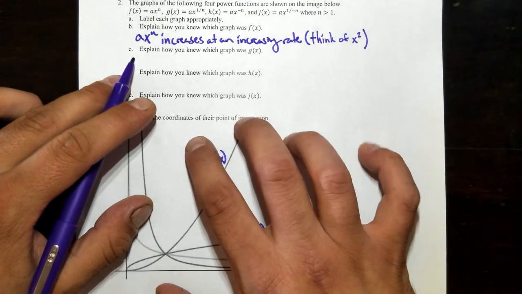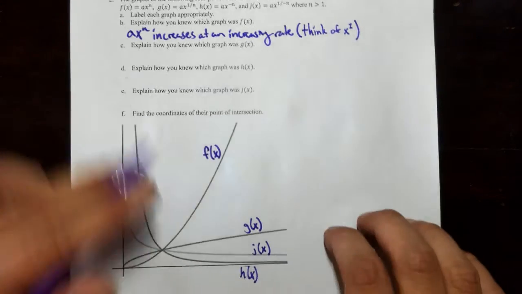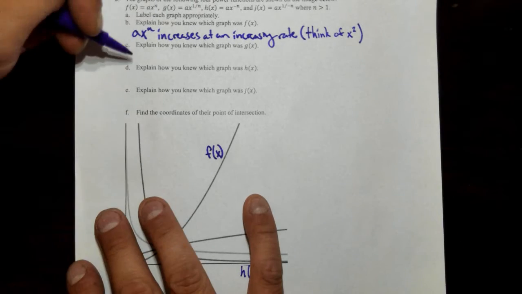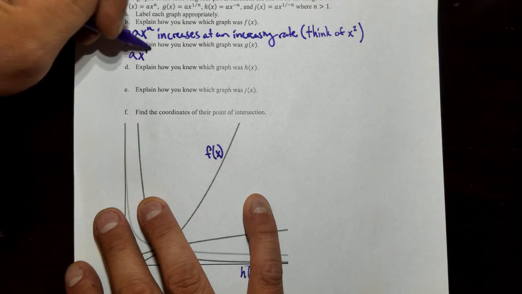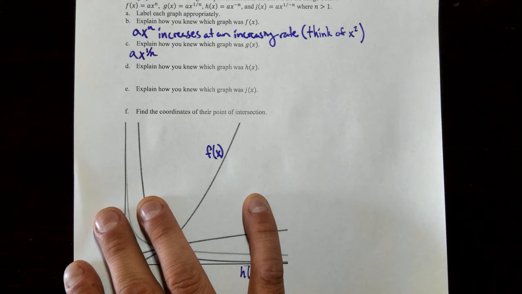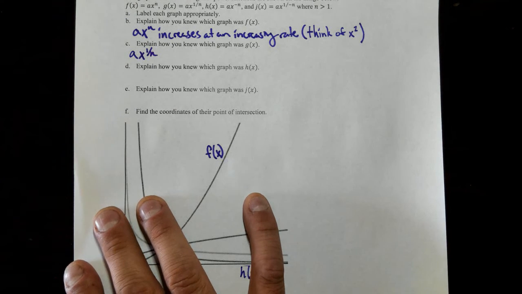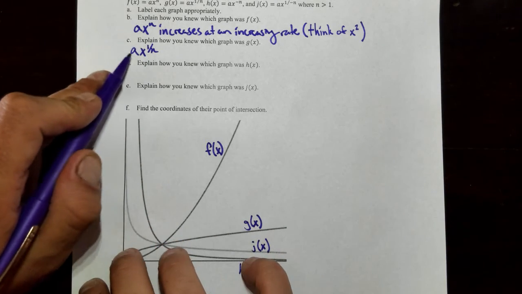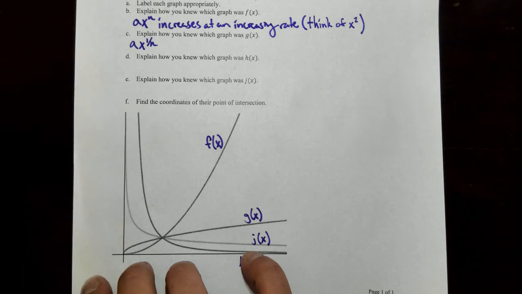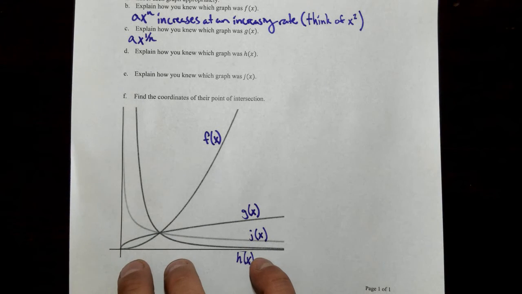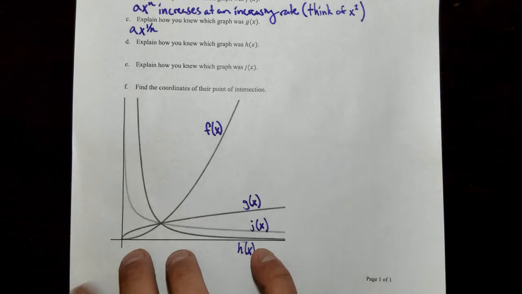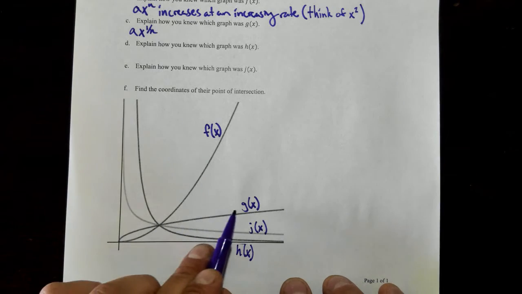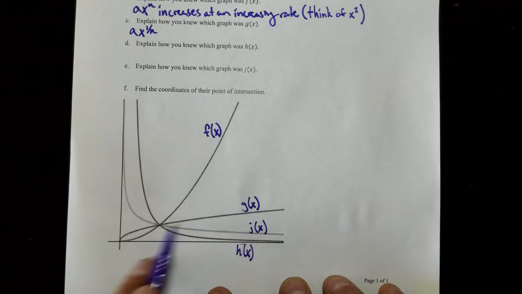And then C, explain how you knew which graph was g of x. Well, I said g of x was this one. And the reason I know g of x is this one is because we have something like this. We have a times x to the 1 over nth power. Well, what if n were 2 in this case? Wouldn't it be x to the 1/2 power, which is the same thing as saying the square root of x? And if we know about square root functions, they increase, but they increase at a decreasing rate. So as we take x towards infinity, the rate at which it is increasing is slowing down. So that's how I knew this was g of x.